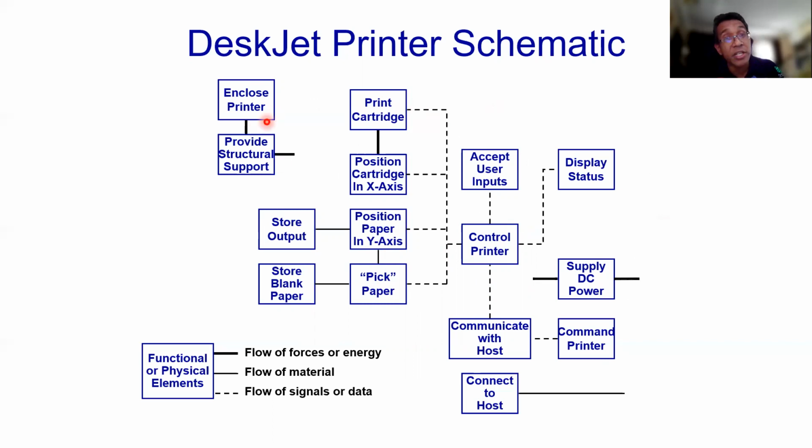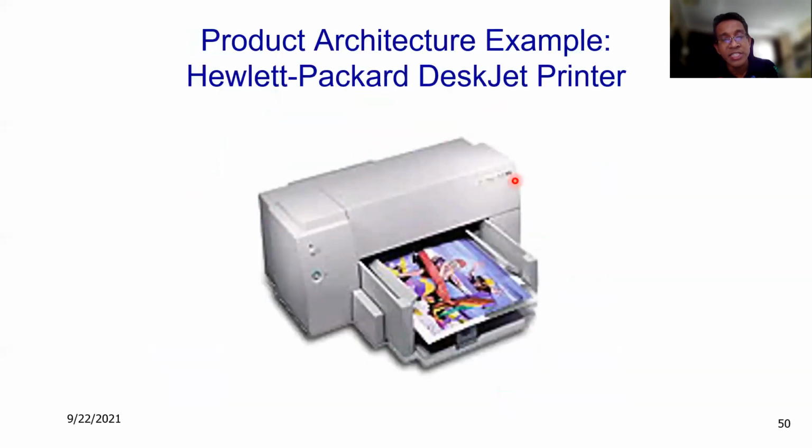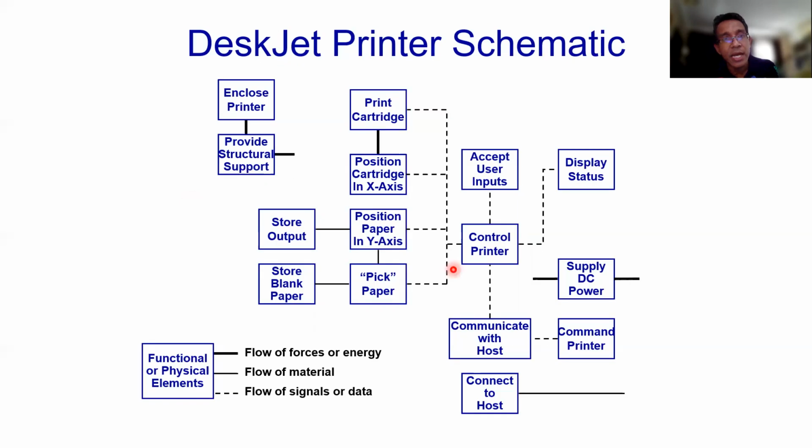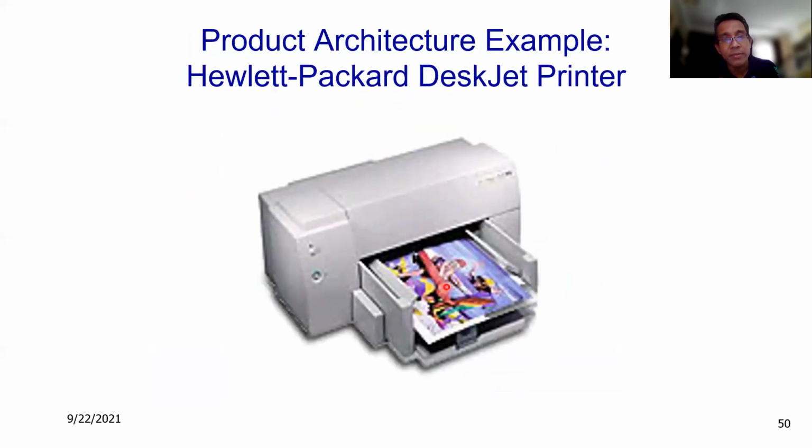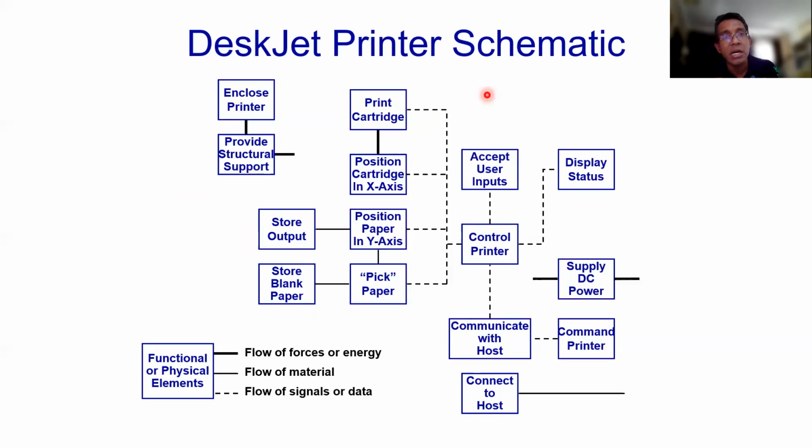I call it the shape for the enclosed printer to provide structure support. This one we call the chassis. And then this one stores paper, blank paper. And then the user interface, this one. And then at the back, we have a connection for the power cord. So that is how we design the printer schematic.